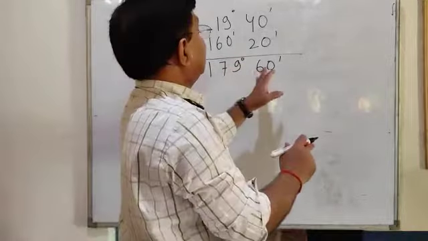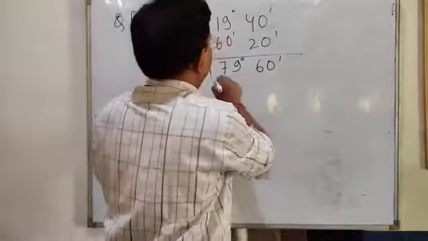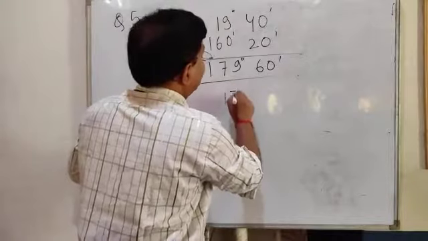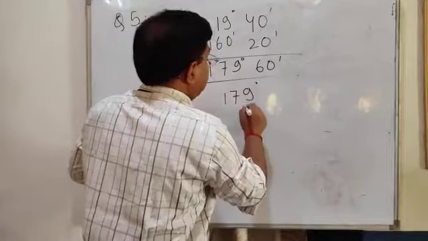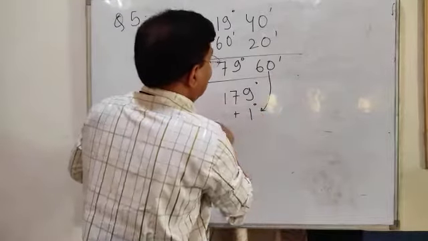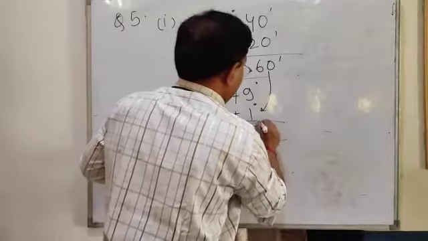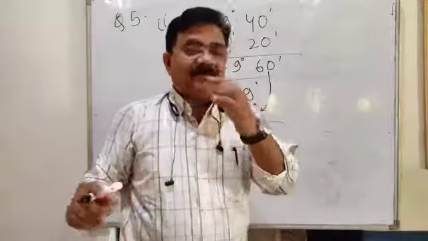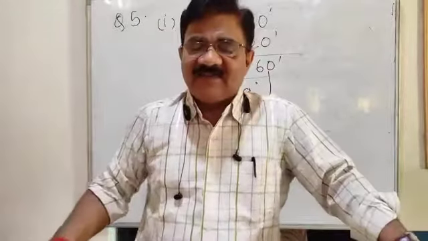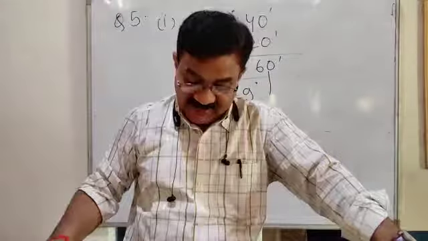179 degrees, 60 minutes. Dear children, we know that 60 minutes means 1 degree. So what will we do? 179 degrees plus 1 degree. Instead of this, we can write 1 degree and it will become 180 degrees. So this pair is supplementary angles. If their sum is 180 degrees, the pair will be called supplementary angles.